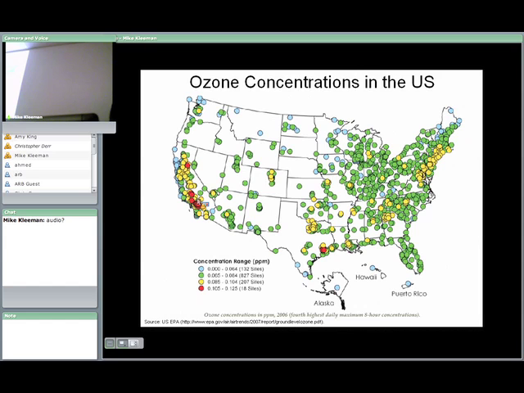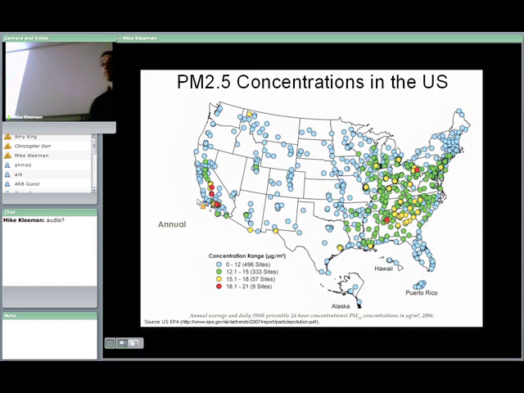And so progress has been made, but we've also gotten better at understanding the health effects of these pollutants, and we've still got more work to do. And California is one of the places with the most severe ozone problem.